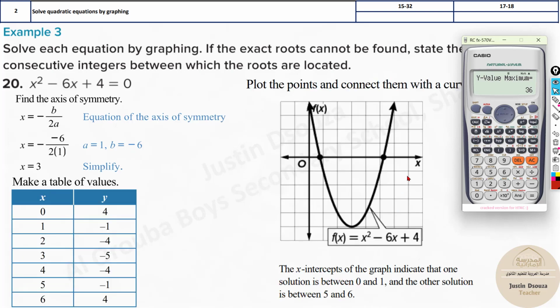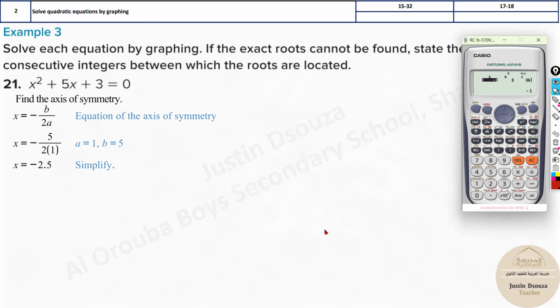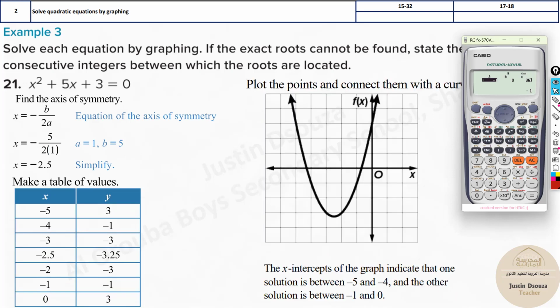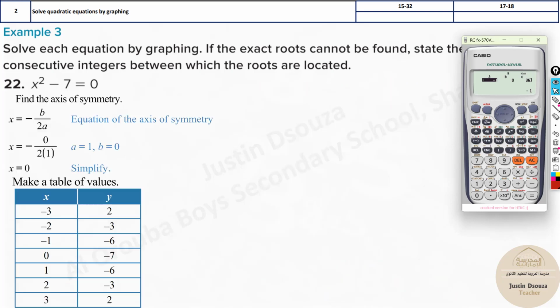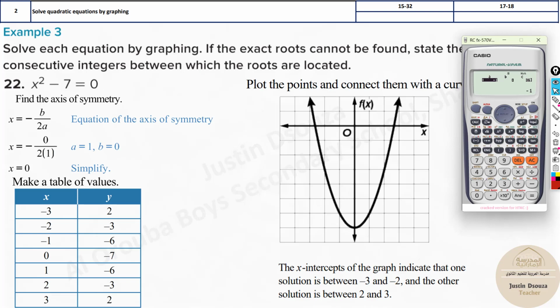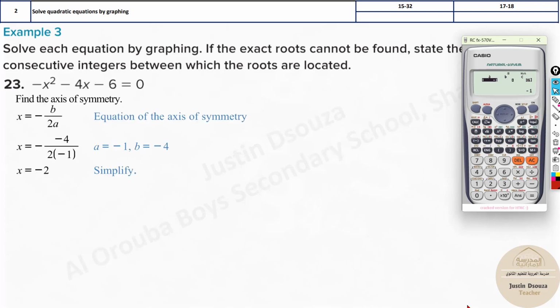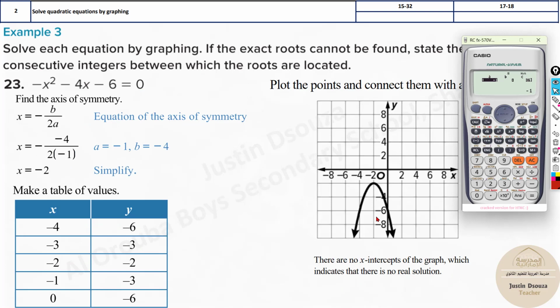Same way, please do try the other problems by yourselves and check the answers over here. So these are the answers. You can pause the video or you can just refer to the presentation. So, very straightforward problems again.